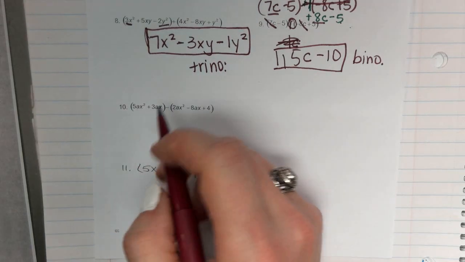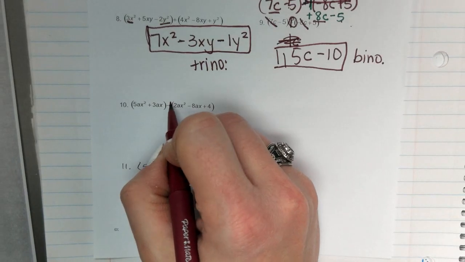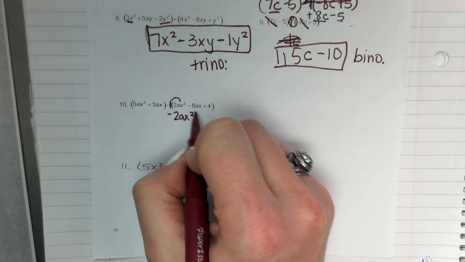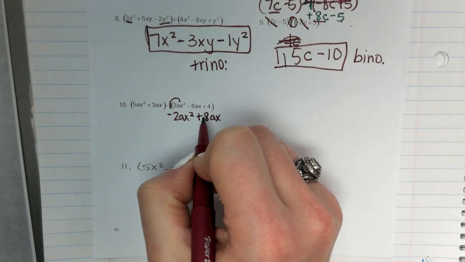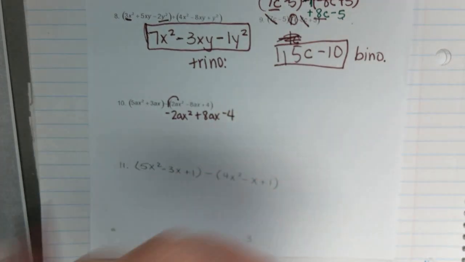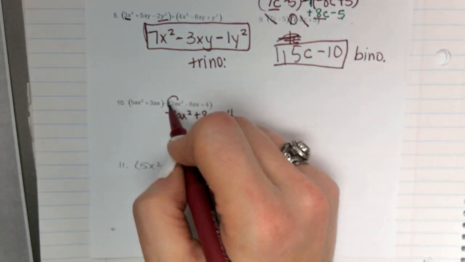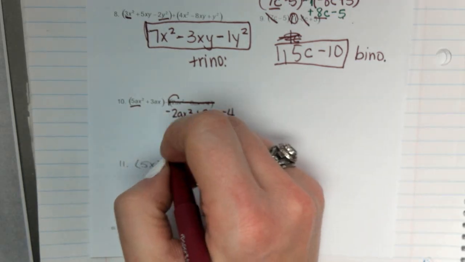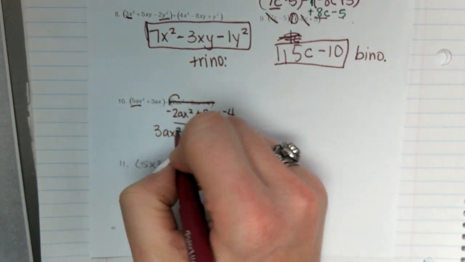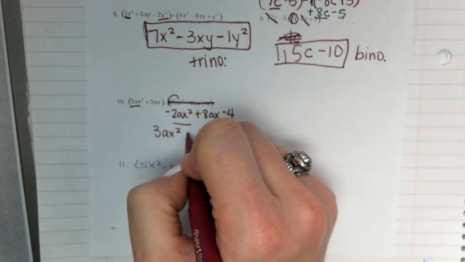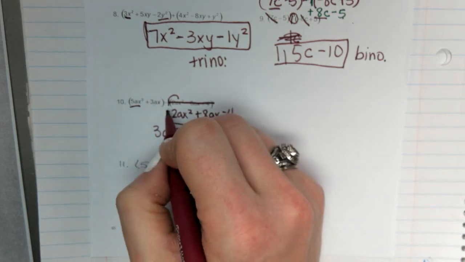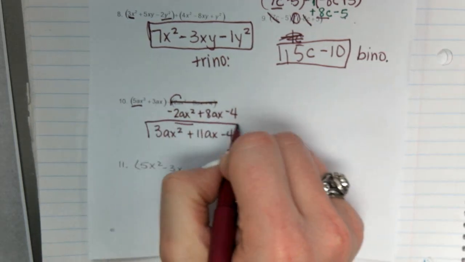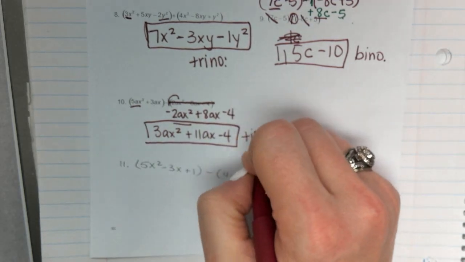Alright, down here we have another subtraction. So we're going to distribute that inside here. We have a negative 2ax squared and a positive 8ax and a negative 4. Changing that. So now we have a 5 and a negative 2. That's a 3ax squared. And a 3ax and an 8ax is 11ax. And then just minus 4. And that's a trinomial.